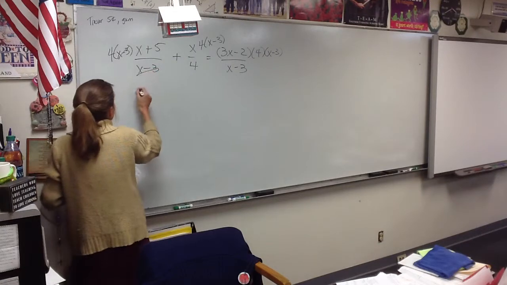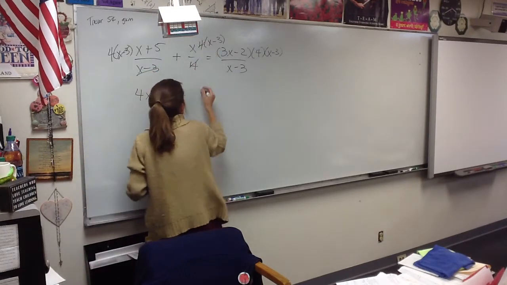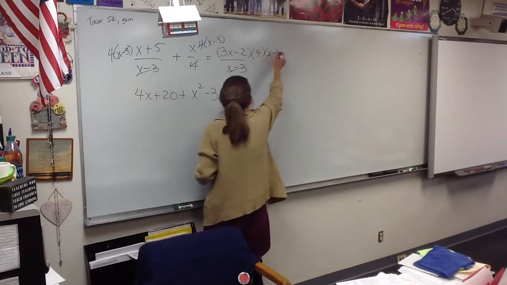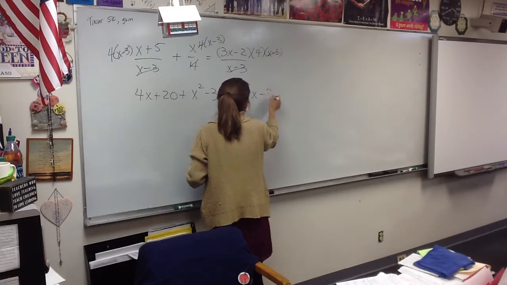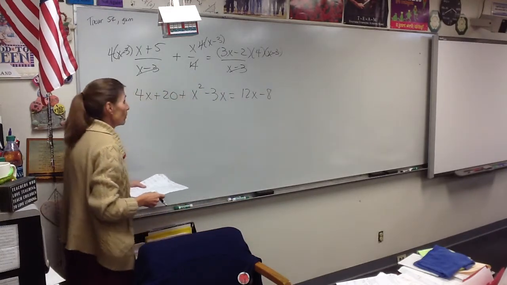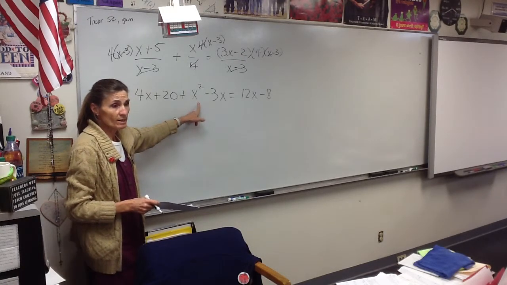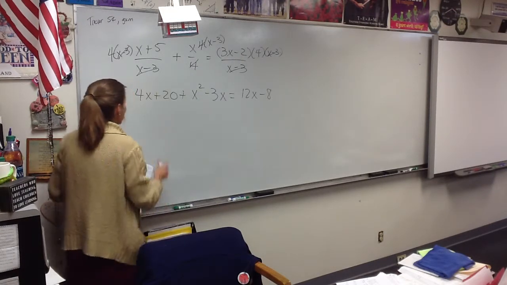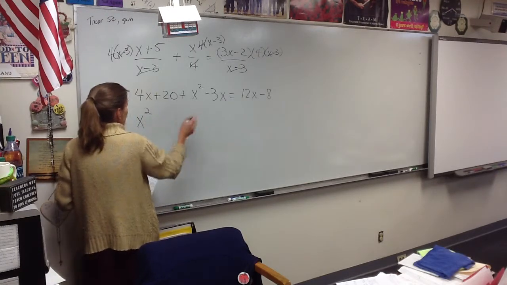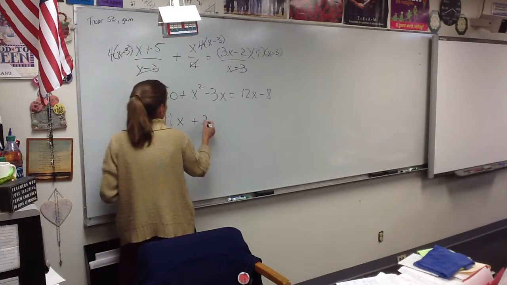Cancel out what'll cancel, 4x plus 20. Cancel out what'll cancel, x squared minus 3x. And 12x minus 8. Everybody good up to here? Yep. Now, what kind of equation is that? So what do I do with quadratic equations? Get them set equal to 0. So we got some collecting like terms to do. You double check my arithmetic for me.